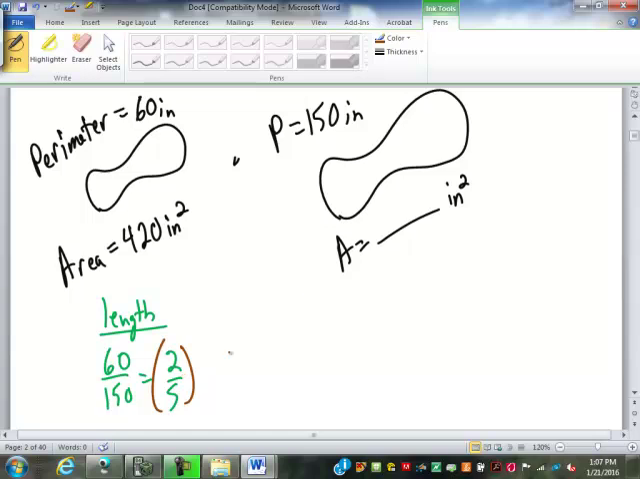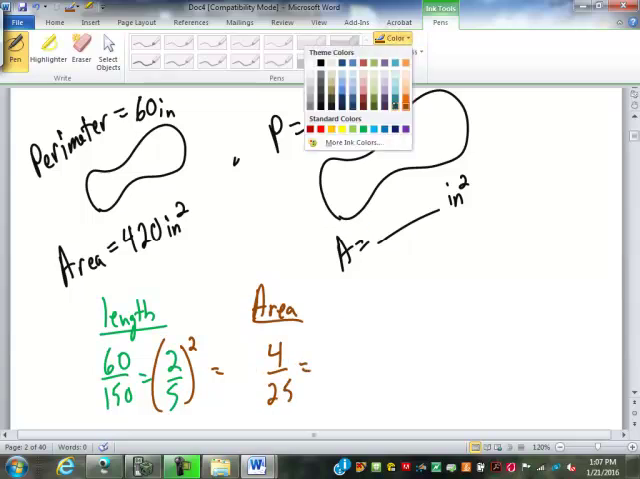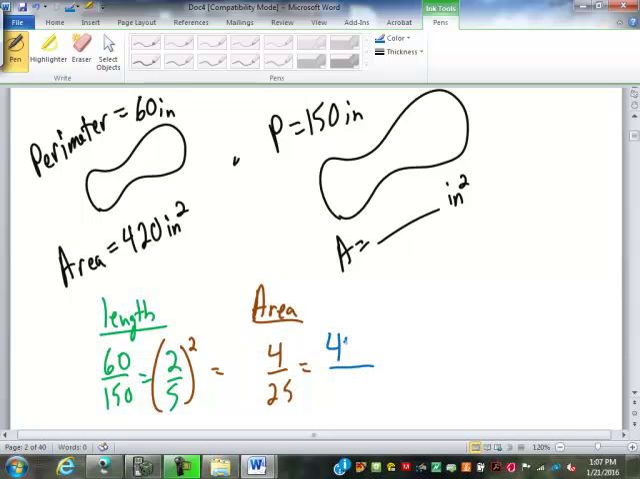So the ratio of lengths is 60 over 150, which reduces to 2 over 5, right? You square that. 2 squared is 4, 5 squared is 25. Where's the 420 go? On top. So cross multiply and divide, we get 2625. Simple enough. Look how that works out.